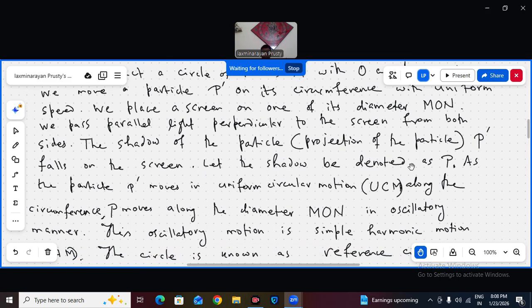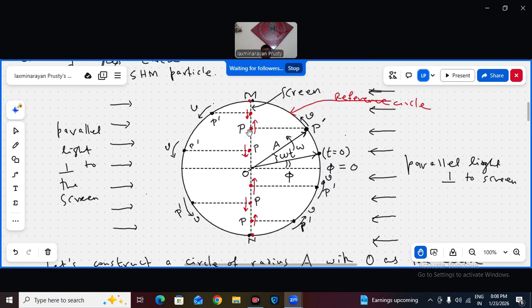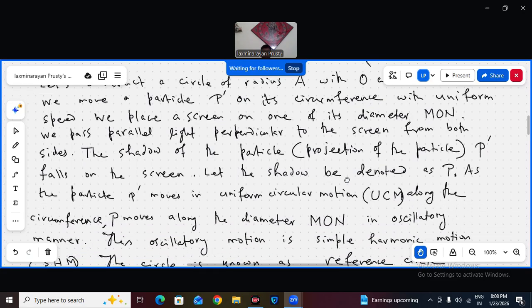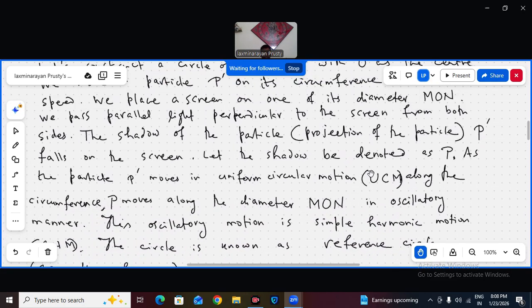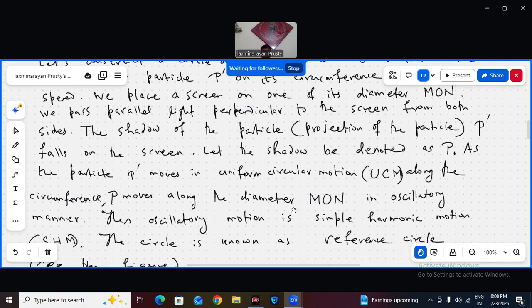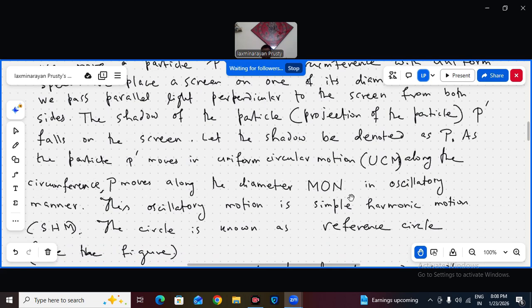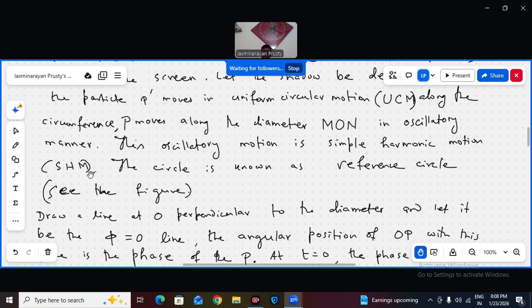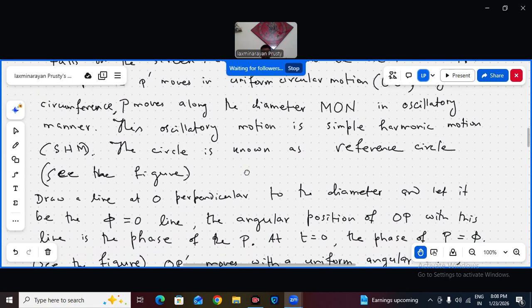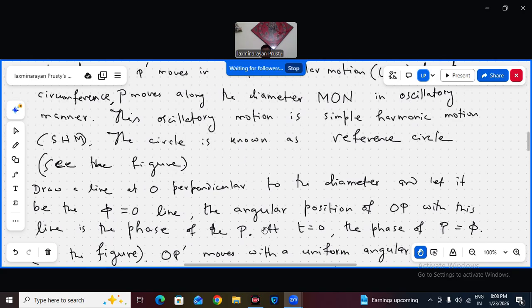Let the shadow be denoted as P. Shadow is P, as you see, a red letter. That P point is the red point. P is actually the shadow which is moving in SHM, where P dash, the particle, is moving in a circular path, that is moving in UCM. P moves along the diameter MON in oscillatory manner. This oscillatory motion is known as simple harmonic motion. And the circle is known as reference circle. Figure आपने अभी देखा.